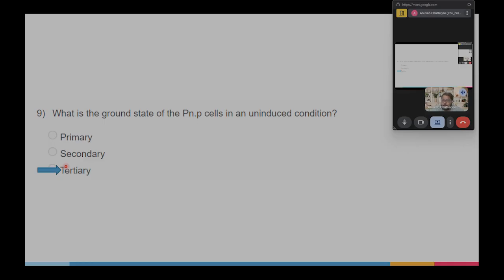And when they deleted the anchor cell, which actually induces all these primary and secondary fates, you saw that all the cells were tertiary fated, which meant that without the induction effect or being induced by signals from the anchor cell, all of them go to a ground state or uninduced state, which is the tertiary fate.